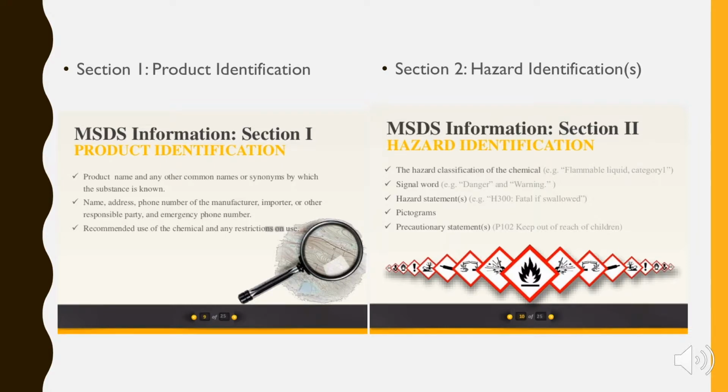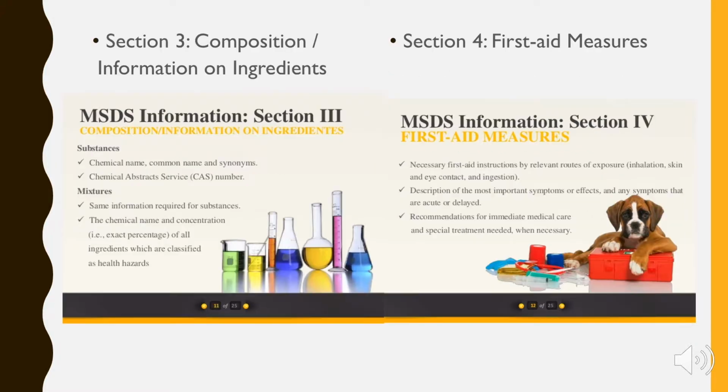Section 1 of the MSDS will be product identification, so it'll have the product's name, common names or synonyms by which it's known, the address of the manufacturer and things like this. Section 2 is the hazard identification, so it has the placards, which we'll talk about in a little bit. Section 3 is the information on ingredients and what's included in the chemical. Section 4 is the first aid measures. So this is the important section that we as chemists are worried about. So this is how we stay safe when we're handling the chemicals.